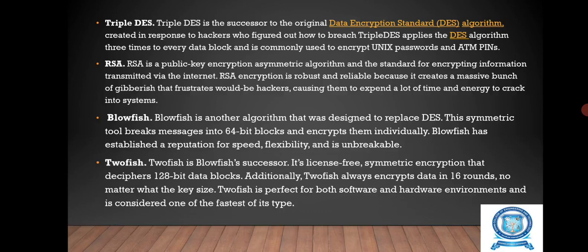Blowfish. Blowfish is another algorithm that was designed to replace DES. This symmetric tool breaks messages into 64-bit blocks and encrypts them individually. Blowfish has established a reputation for speed, flexibility, and being unbreakable. Twofish. Twofish is a Blowfish successor, and it's a license-free symmetric encryption that deciphers a 128-bit data block. Additionally, Twofish always encrypts the data in 16 rounds, no matter what the key size. Twofish is perfect for both software and hardware environments and is considered one of the fastest of its type.